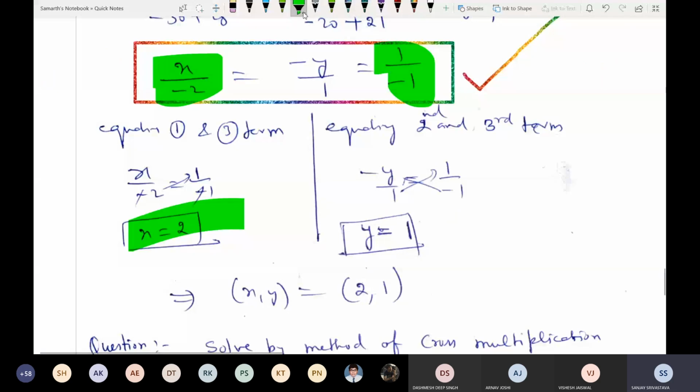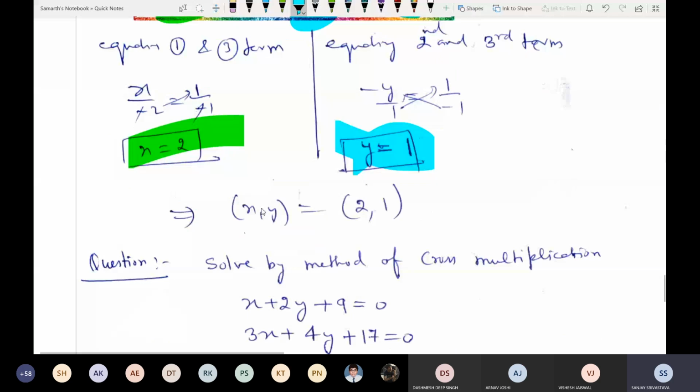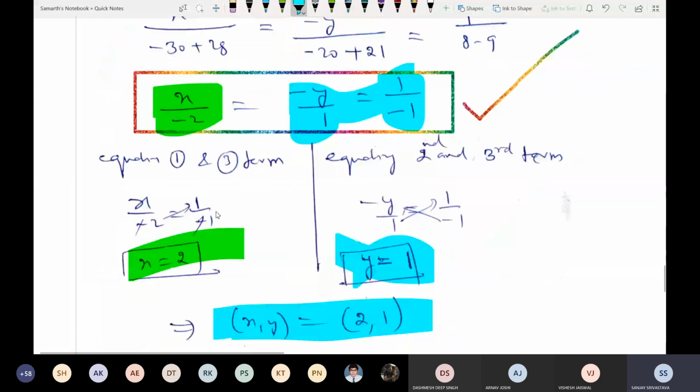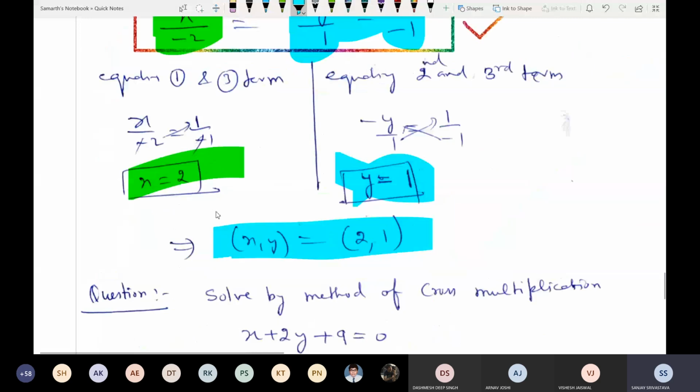And when you equate the second and the third term, you will get minus y upon 1 is equal to 1 upon minus 1. So y is equal to 1. Minus and minus sign will be cancelled. So you have got the values of x and y as 2 comma 1. Okay, 2 comma 1. Have you understood properly, boys?